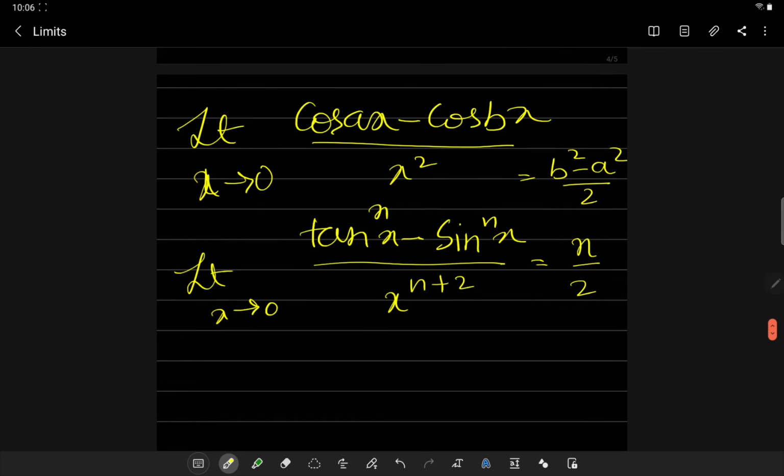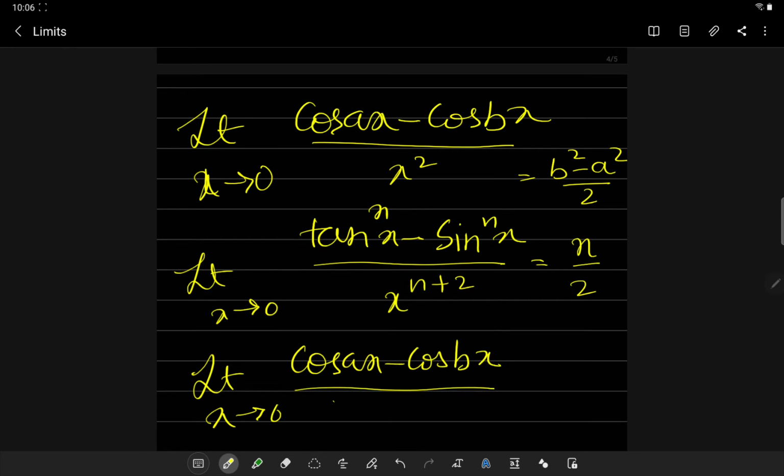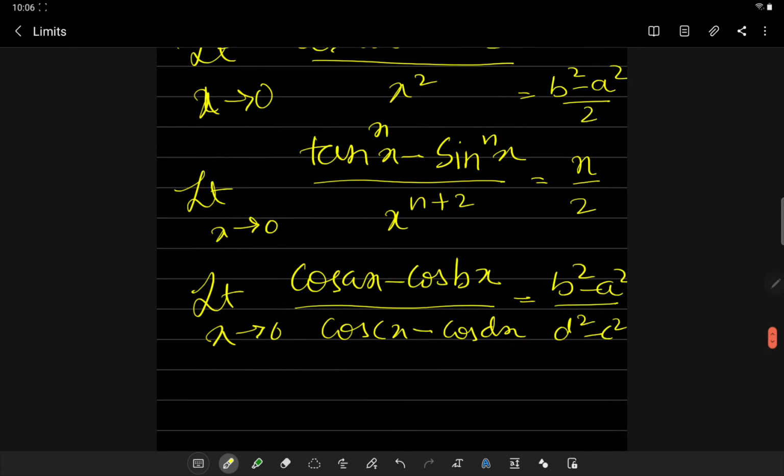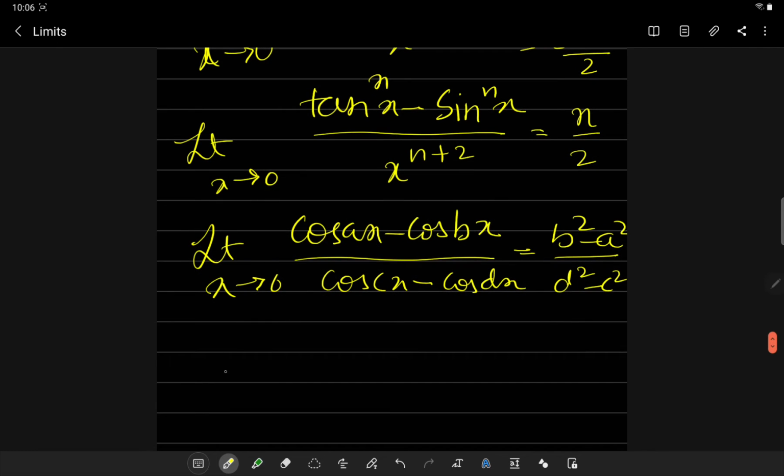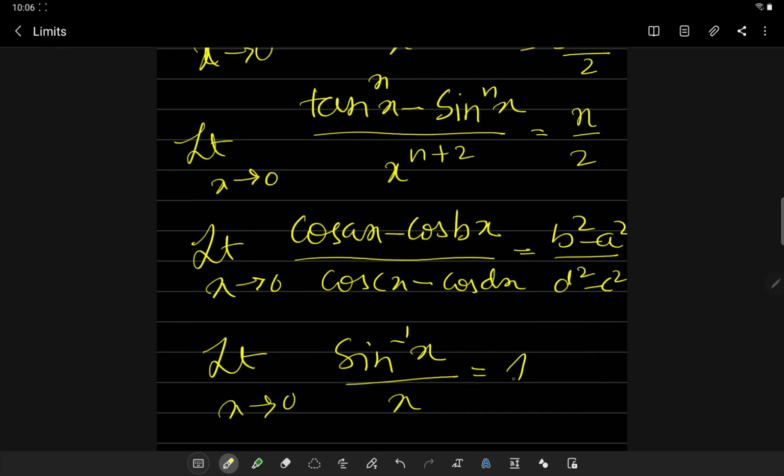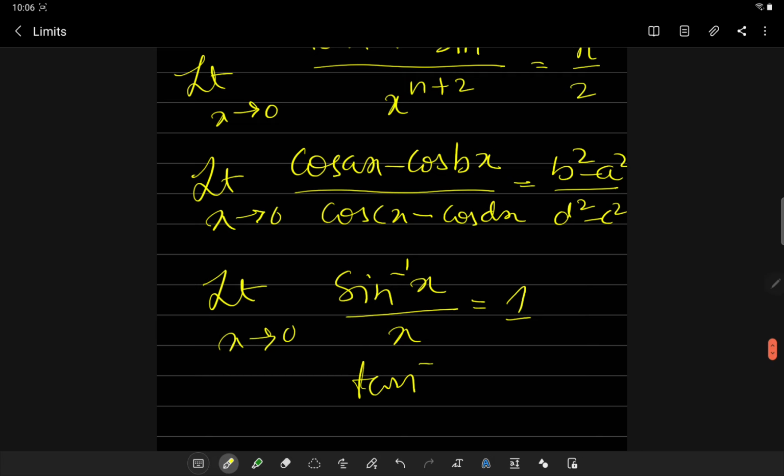So coming back to another formula, limit x tends to 0, cos ax minus cos bx divided by cos cx minus cos dx will be simply minus b square minus a square by d square minus c square. So the next trigonometric inverse formula related to limits is limit x tends to 0, sin inverse x divided by x is 1, and similarly tan inverse x divided by x is 1.